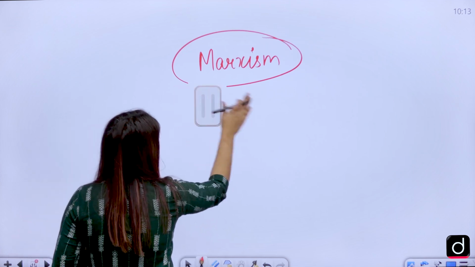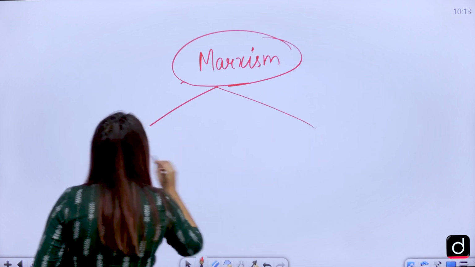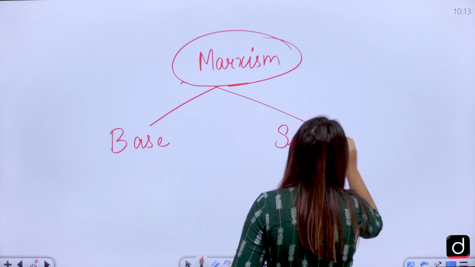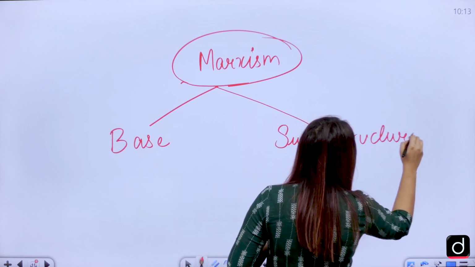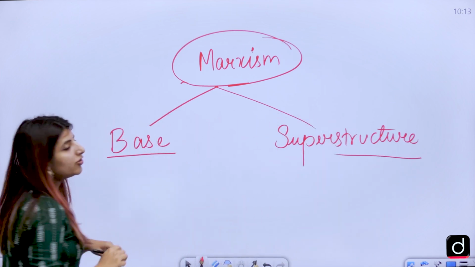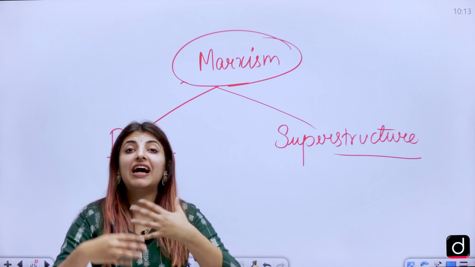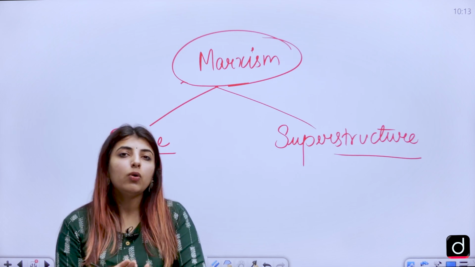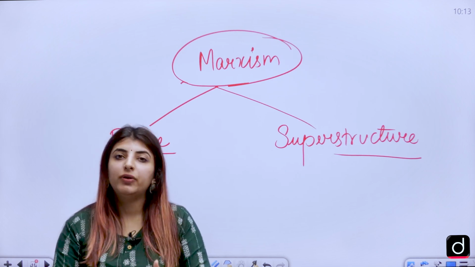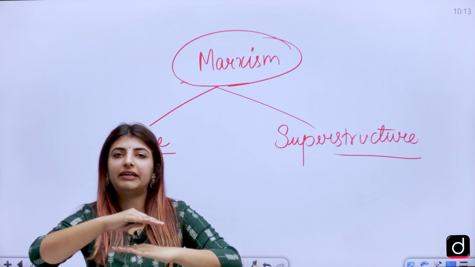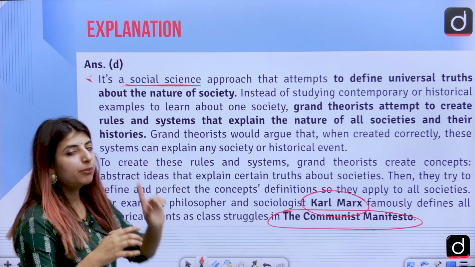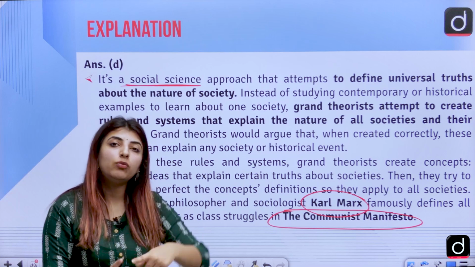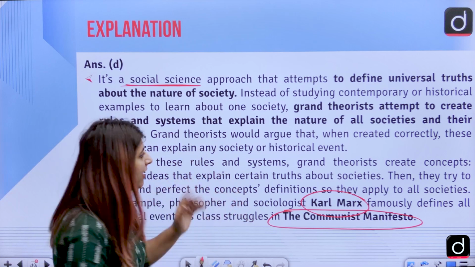Now, through the development of this very theory, Karl Marx has tried to identify two things, that one is the base, the other is superstructure. And he also tried to talk about the class struggles between the two groups, the proletariats and the bourgeois, right? How there is a constant conflict between them, who is in power and how they are related. So basically the grand theorists are the ones who create their own concepts and theories to define what has happened, to define a society, right?